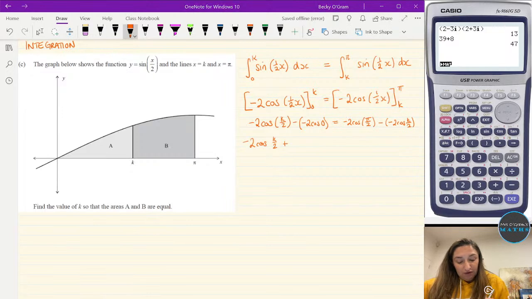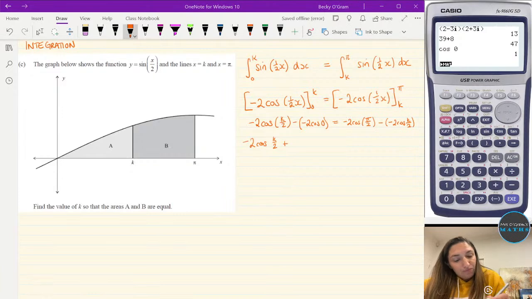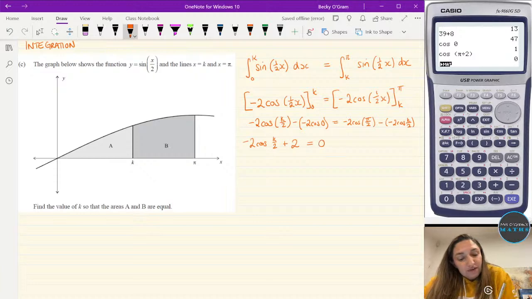Well, cos of 0, let's just double check. Cos 0 is 1. So then we're going to have a plus 2 times 1, so that's a plus 2. Cos of pi by 2, like this, that's a 0. So we have 0 plus 2 cos k by 2.